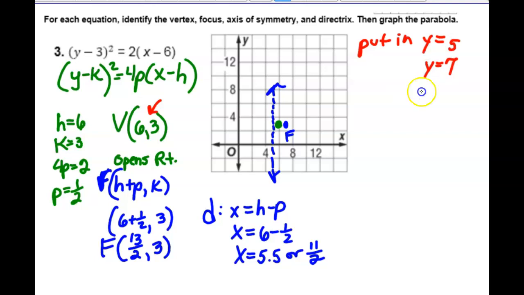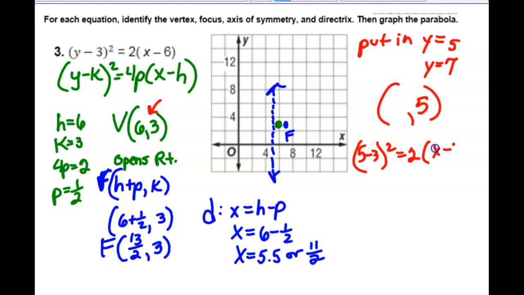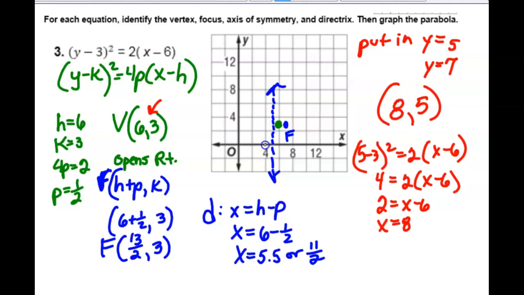All right, if I put a 5 into the original, I'm going to get a point now that ends with a 5 because the y is 5. Okay, so 5 minus 3 squared equals 2 times x minus 6. This would be 2 squared is 4. And then what? Can I divide by the 2 real quick? Add that over and I get, so I have 8, 5. So over to this line and up. So 5 would be here.